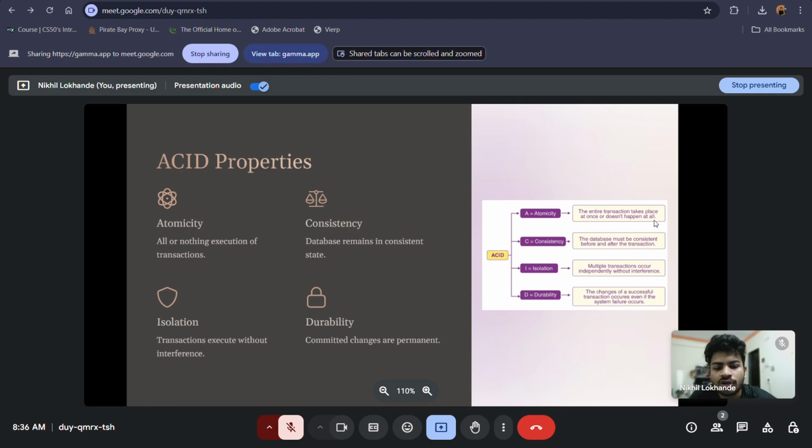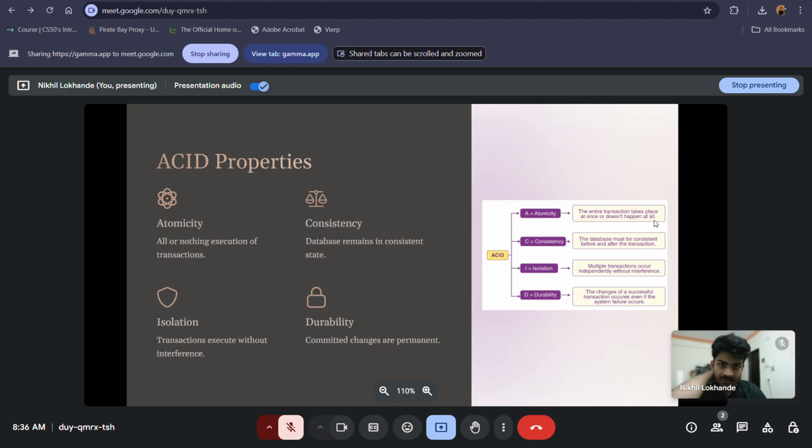Durability. So durability stands for committed changes are permanent. So whenever we make a change in a transaction, it remains permanent. It is not temporary. The changes of a successful transaction occur even if the system failure occurs. So what does that mean? The changes of a successful transaction occur even if the system failure occurs.